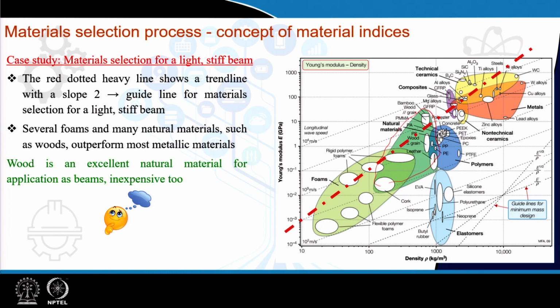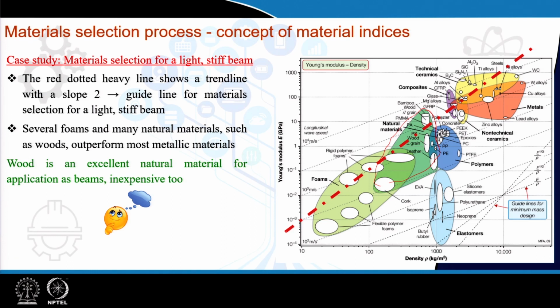We also know that in such material property charts we have certain lines which denote the material indices. For example, in this chart we have this dashed red line, which corresponds to the specific stiffness for bending applications. And we know that all the materials lying on a particular line are equally good for any particular application. The materials which lie above are better for that function, and materials which lie below are inferior to the materials which lie above for that application.